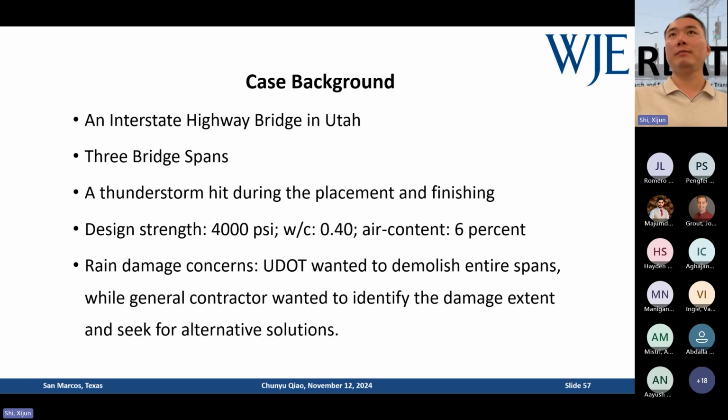Probably they need to grind off the top surface, do an overlay or whatever, but they need to know the damage extent for this. Design strength 4,000 psi, water ratio 0.4, air content 6%. You can say 6% here because it's in Utah. So air, freeze-thaw damage is important. They need air entrained concrete.